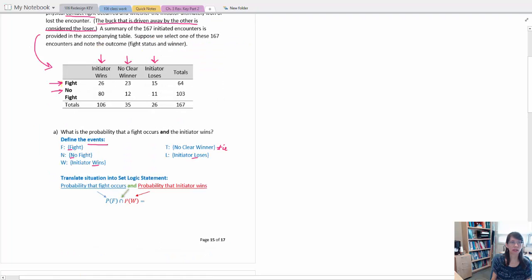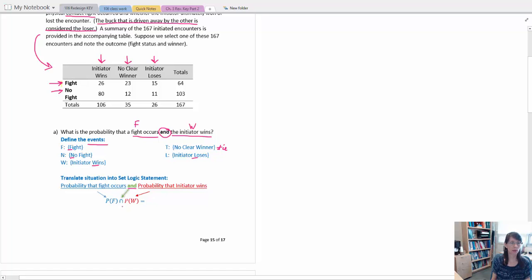Now that we have all of the events listed, we'll consider the question again. What is the probability that a fight occurs and the initiator wins? So fight occurs is event F, and the initiator wins is event W. So I'm looking for the probability the fight occurs, that's the probability of F, and the probability that the initiator wins. So P of W represents the probability that the initiator wins. The word "and" tells us we are looking for the intersection of these events.